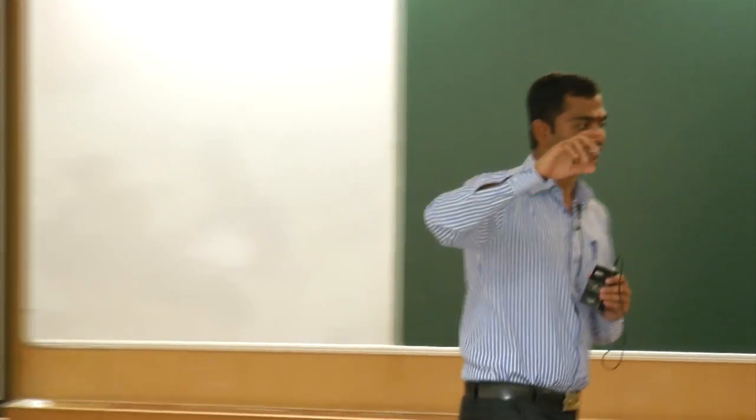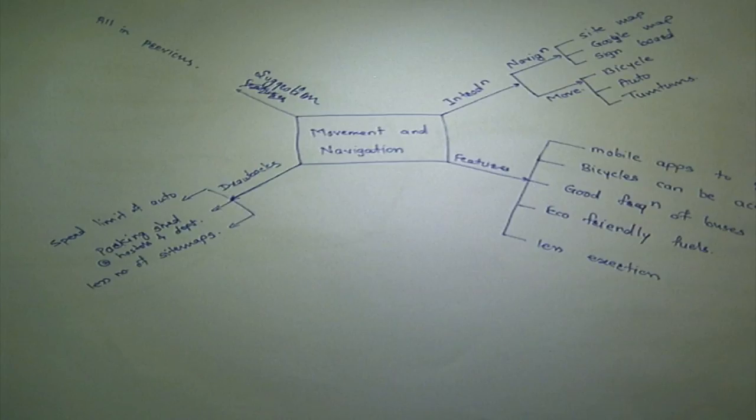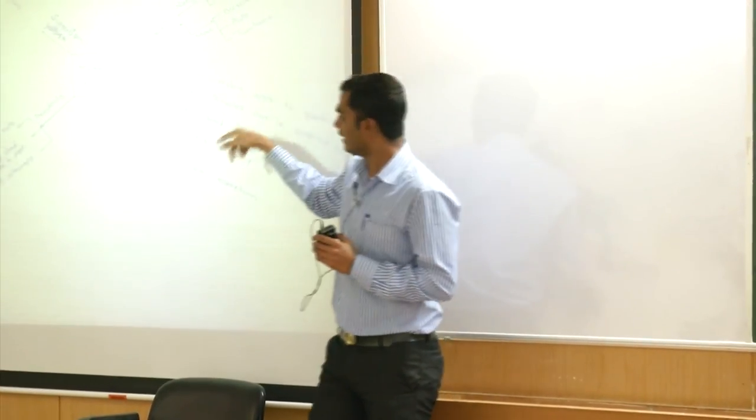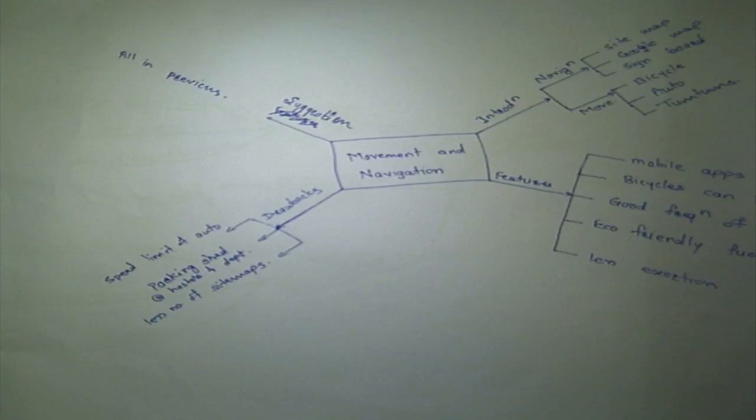So I suggest a different one with the heading movement and navigation. First of all, we will go through the introduction, in that for navigation and then for movement. Just go with the first link, then go to the second. Then for navigation, we have the site maps. Next is features: what are the features of the navigation system and movement in our hostels or in IITB? And then the drawbacks: what are the drawbacks of the navigation system and movement? And then suggestions, which are all in the previous one. We just added some features, introduction and the drawbacks.